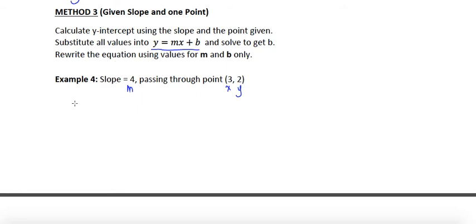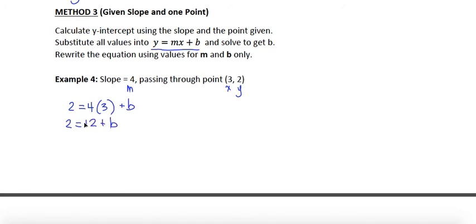So I'm going to substitute in 2, and then 2 equals 4, because that's our m, times 3, which is our x coordinate, and then plus b. Once you've identified your variables, then you can solve for the letter b. So we only have one variable left. So 2 is equal to 4 times 3, which is 12, plus b.